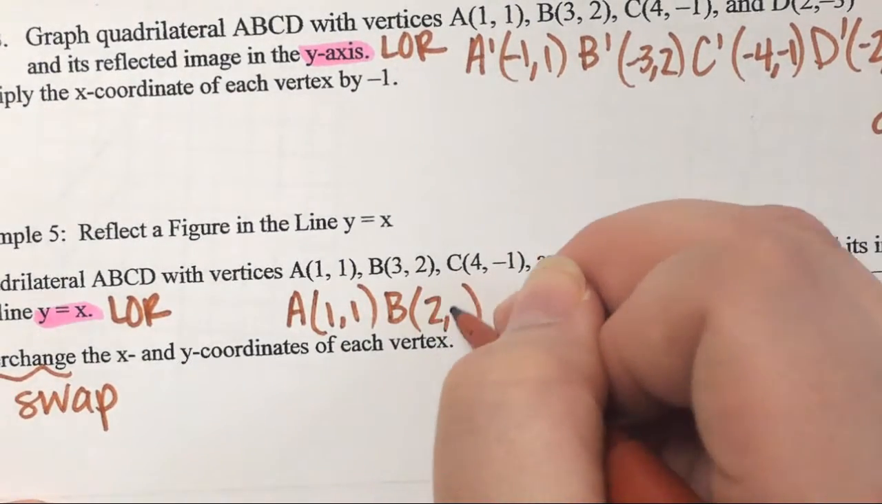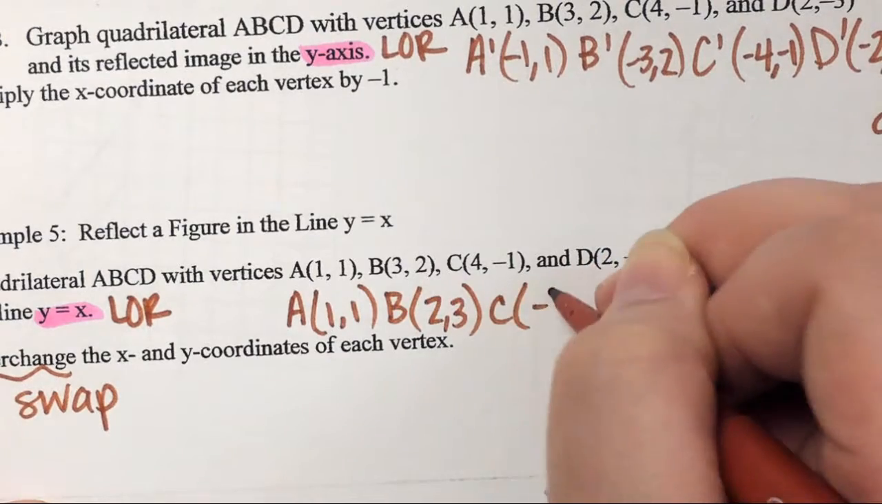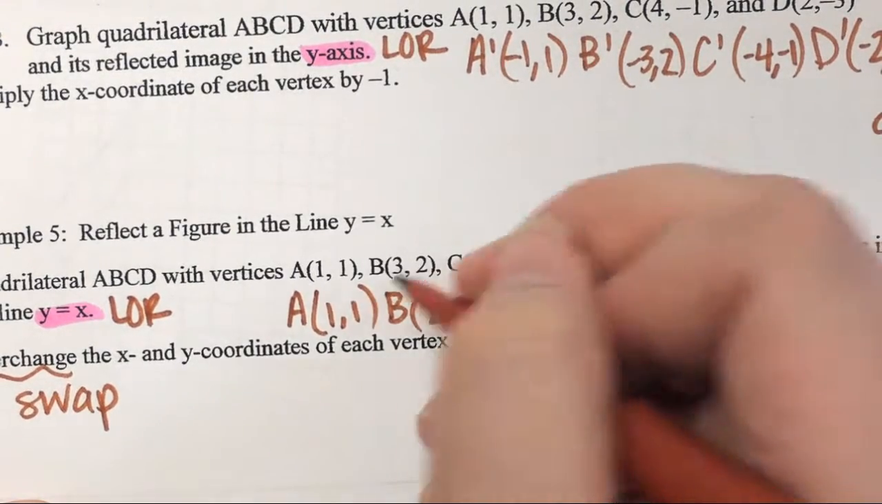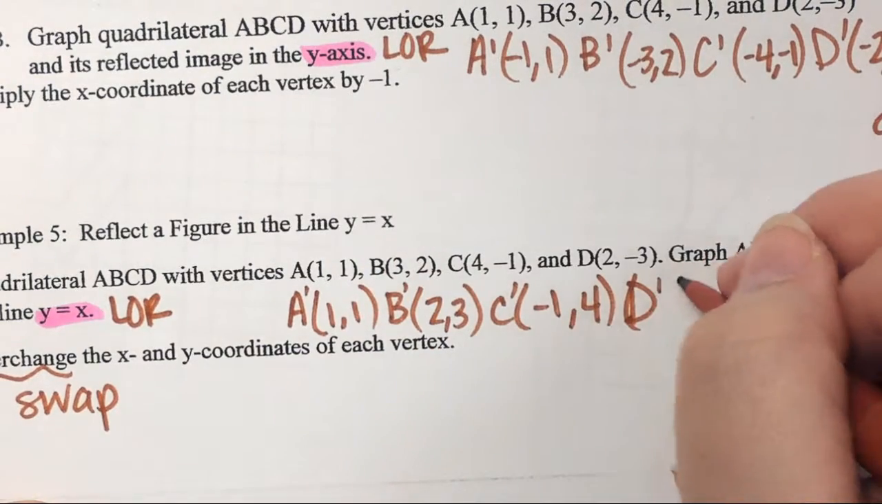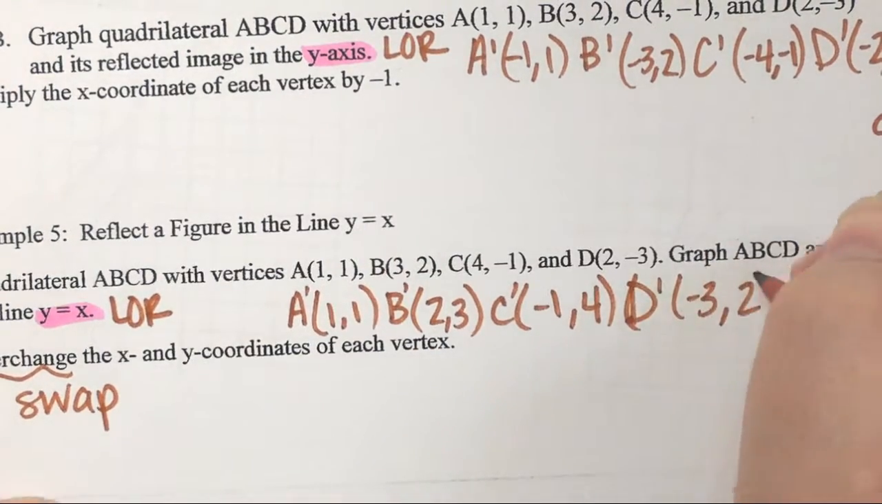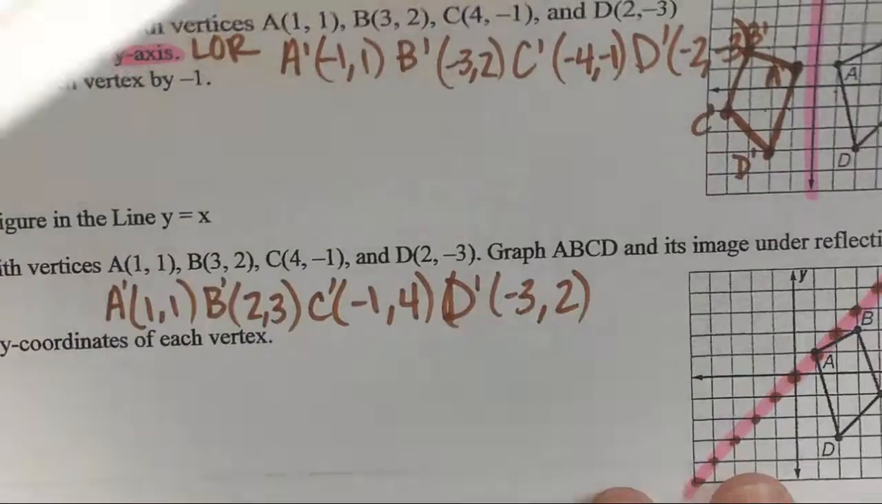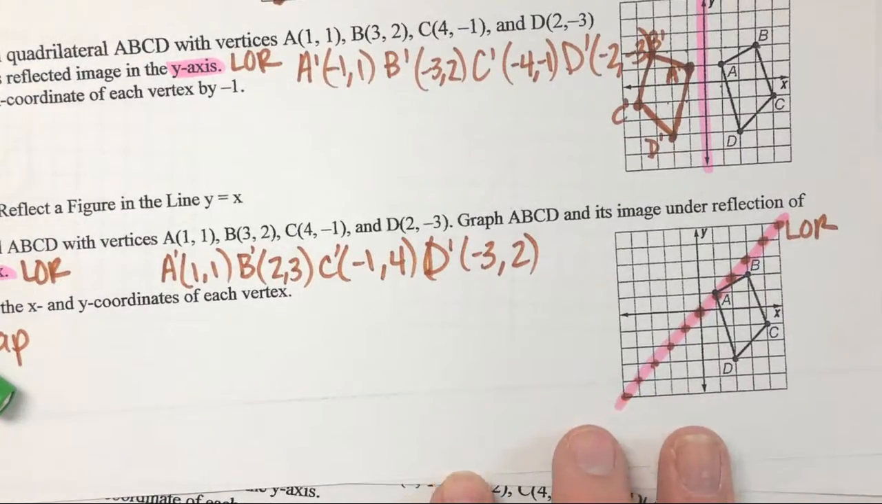2, 3, and what's C? And D? That's B prime, A prime, C prime, D prime. So negative 3, 2. That's the easiest way to do this one. So if you see y equals x, you just swap the coordinates.